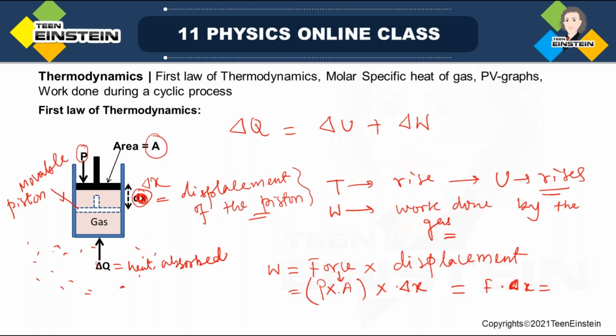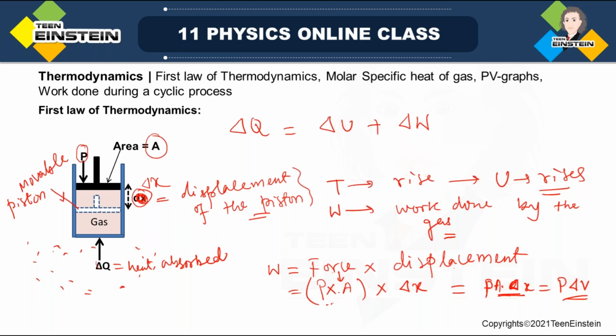So F delta x, or dx, whatever you can write. F is actually P into A, so P A into dx, and A into dx is dV. So this is P delta V. Hope you agree with me. So the gas is expanding its volume due to the heat absorbed from the surroundings. Because of that, it is doing certain work.